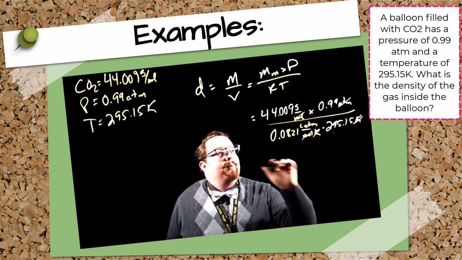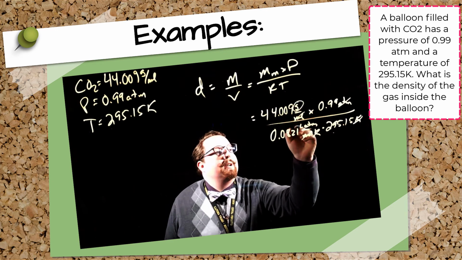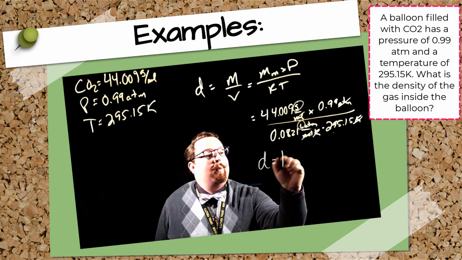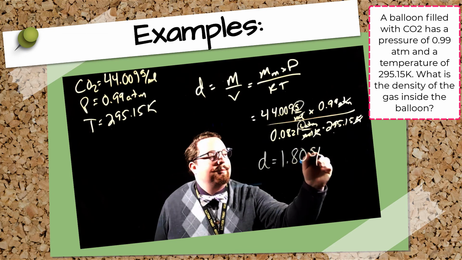And we're going to end up with grams per liter. So when we do that, we find that our density is equal to about 1.80 grams per liter.